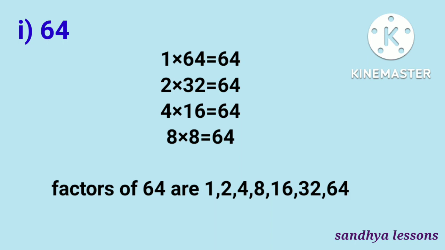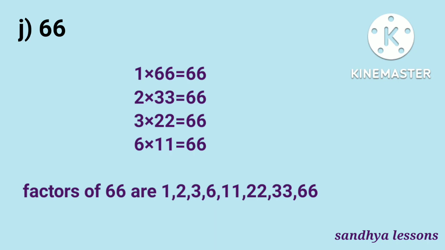I. 64. 1 64s are 64, 2 32s are 64, 4 16s are 64, 8 8s are 64. Factors of 64 are 1, 2, 4, 8, 16, 32, 64. J. 66. 1 66s are 66, 2 33s are 66, 3 22s are 66, 6 11s are 66. Factors of 66 are 1, 2, 3, 6, 11, 22, 33, 66.